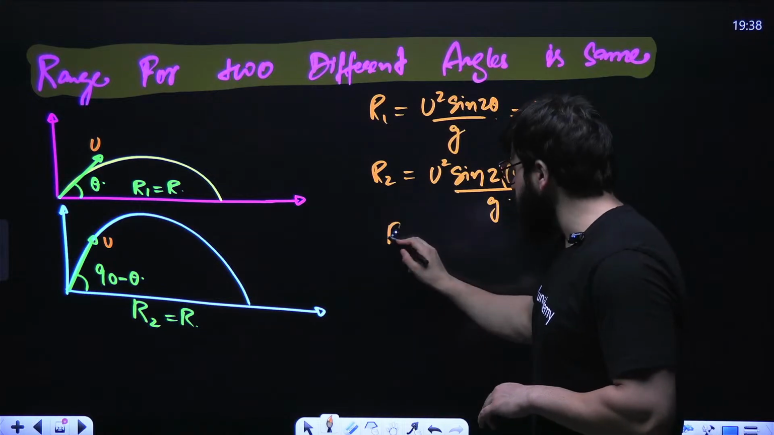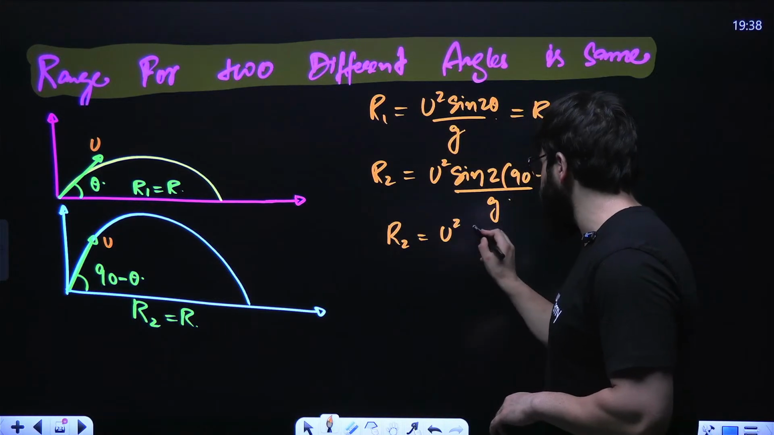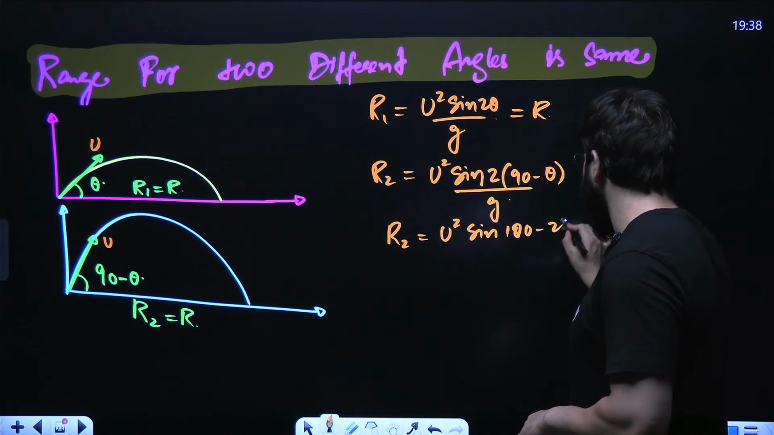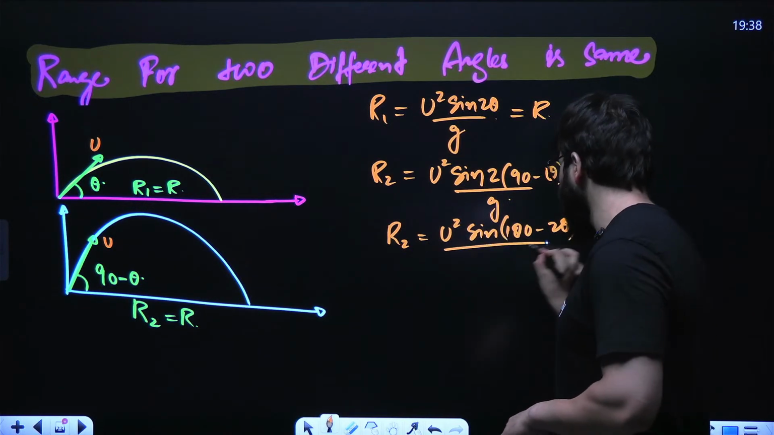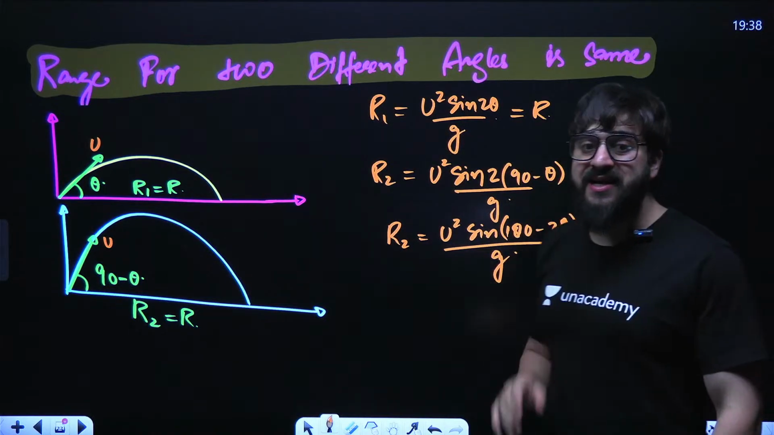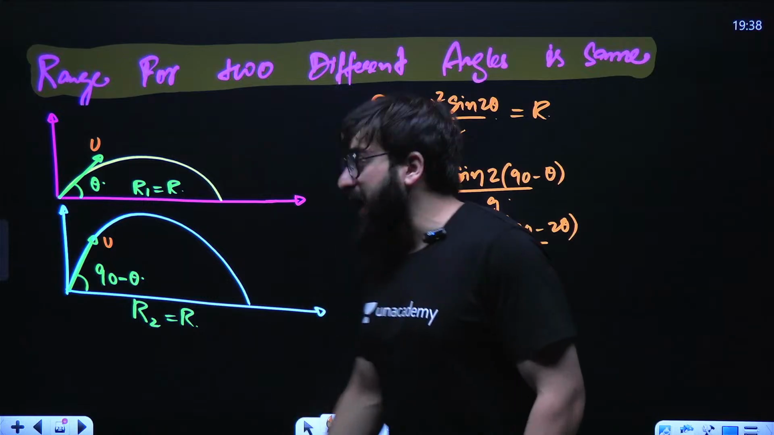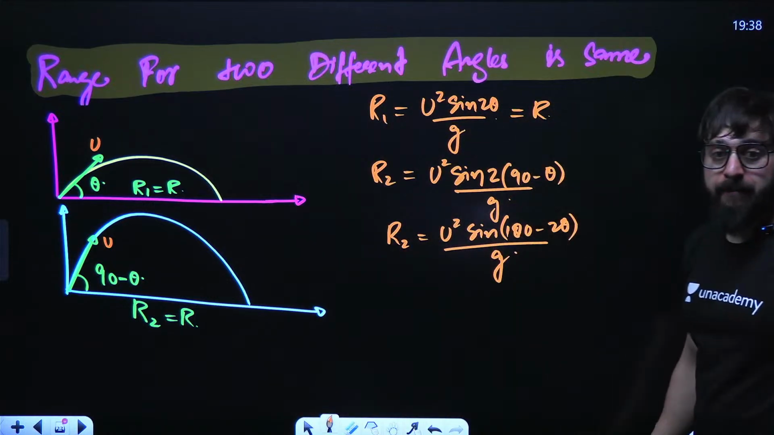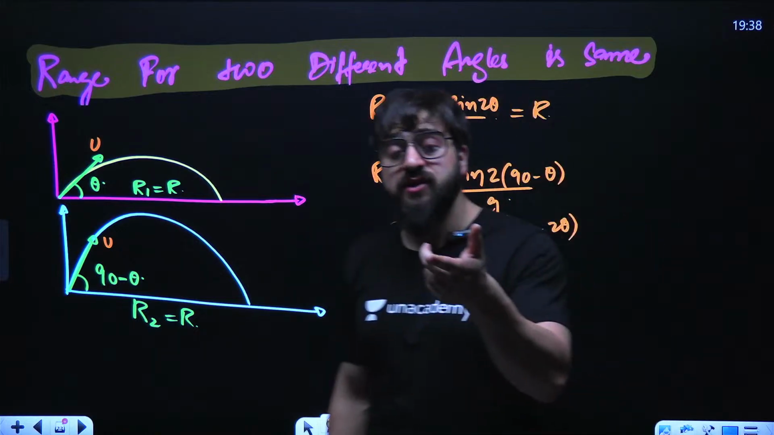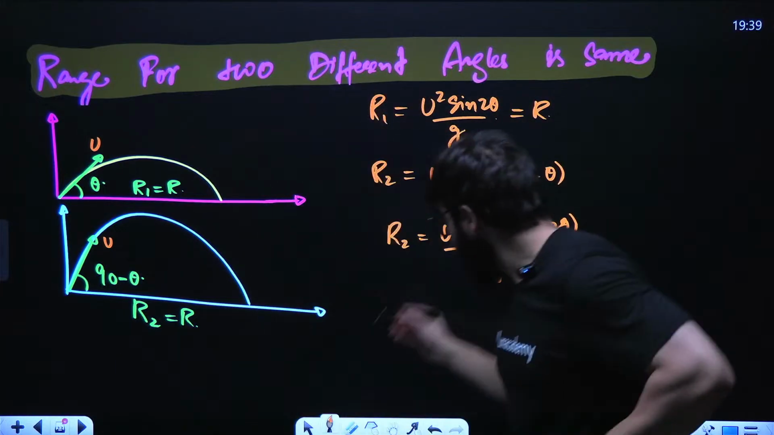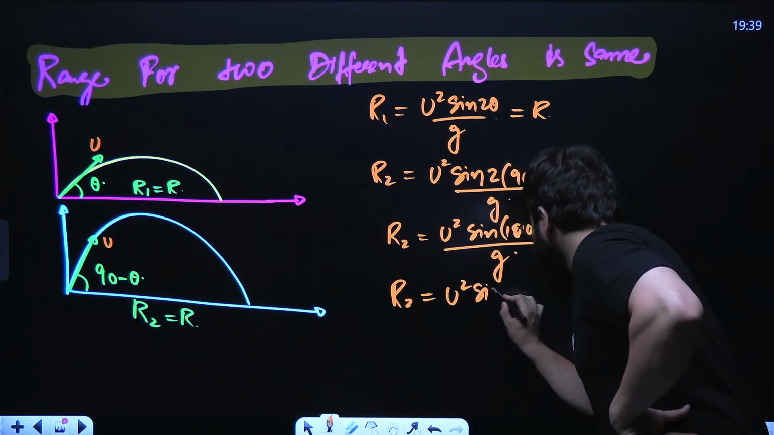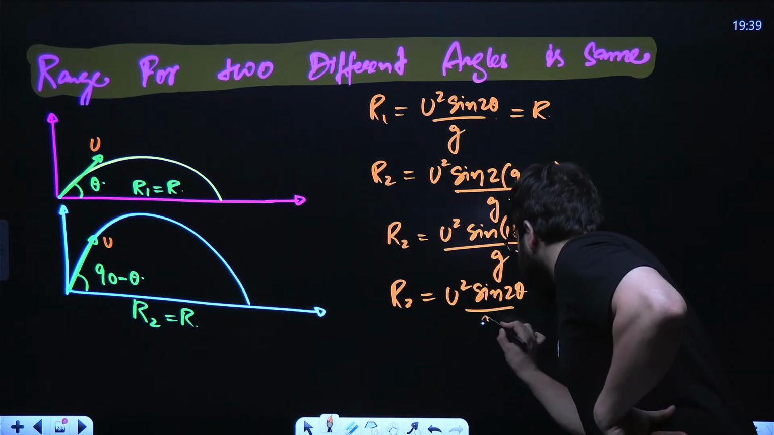So I'll write this R2 in this particular case, that is u square sine of 2 into 90, that is 180 minus 2 theta, divided by g. Guys, sine of 180 minus theta is how much? I say sine of theta. And sine of 180 minus 2 theta is how much? We say sine of 2 theta. So I'll write over here, this R2 will be u square sine of 2 theta divided by g.